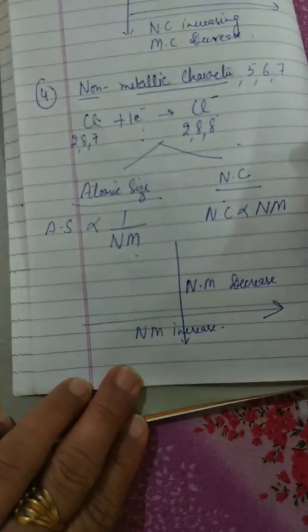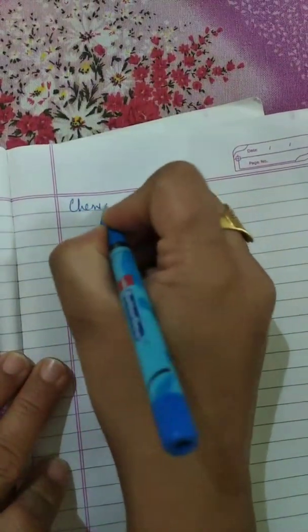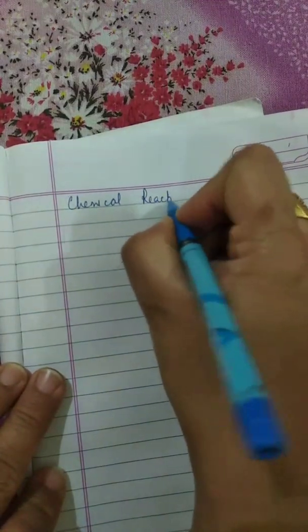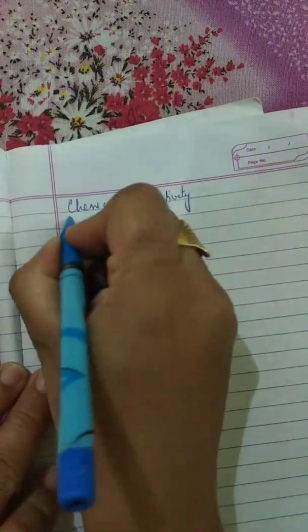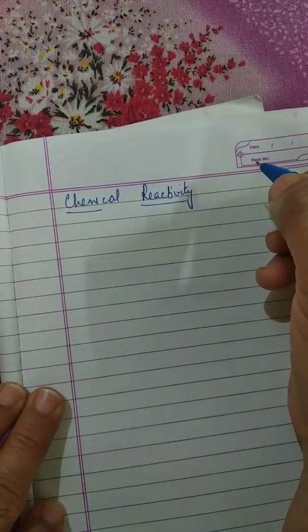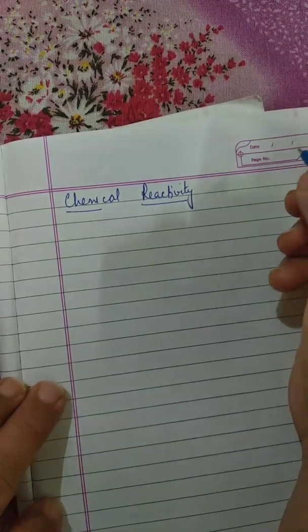So non-metallic character depends upon the tendency to gain electrons. Now come to the next periodic property, that is chemical reactivity. Chemical reactivity also depends upon tendency to lose or tendency to gain electron.